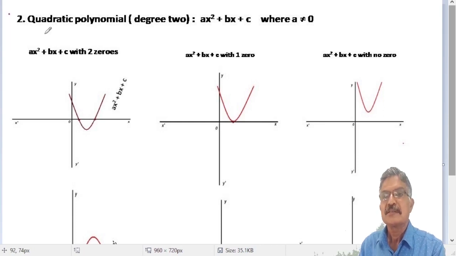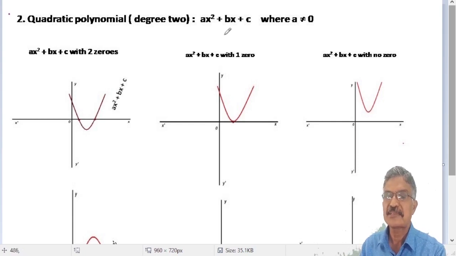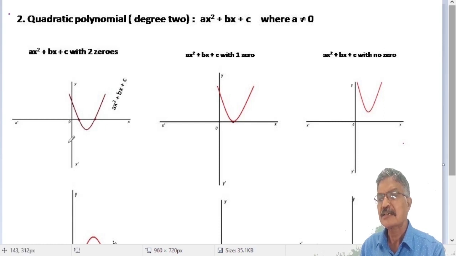Now we will look at the zeros of a quadratic polynomial. The general form of a quadratic polynomial is this one: ax² + bx + c, where a is not equal to 0. These are the graphs of quadratic polynomials in different situations. First we will look at this one. For some quadratic polynomials, the graph will cut the x-axis at two different points, and the shape of this graph is called a parabola.